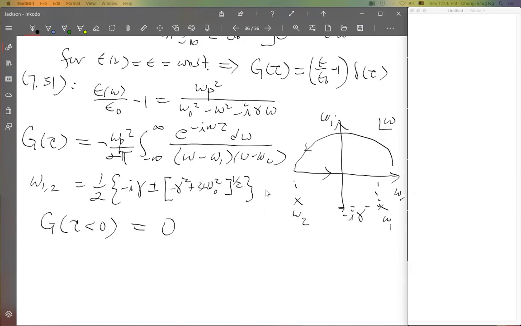For tau positive, you cannot close along this path. You have to close it the opposite way, so you close it in the lower half.